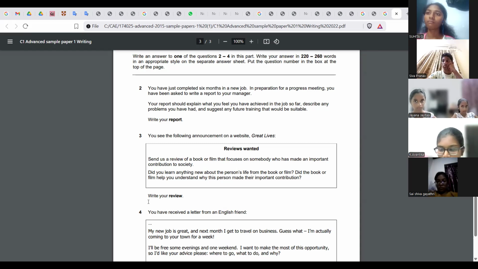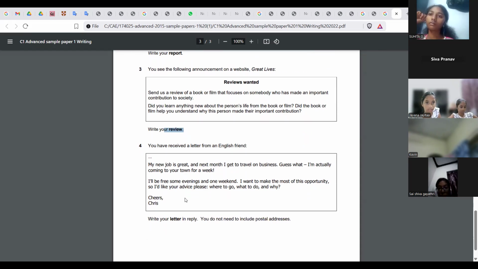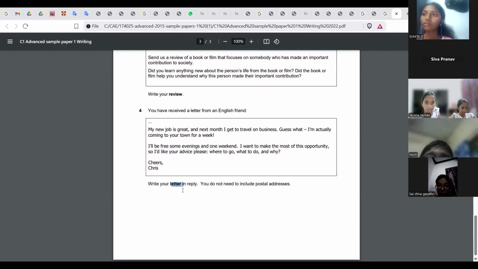Sir, excuse me, sir. Go ahead, Avantika. How to write a report, sir? Is it like a letter? No, it could be like this. Look at that. It could be a report. I will send you a sample of that also. It could be a report, or it could be a review, right? Or it could be a letter. Any one of those.